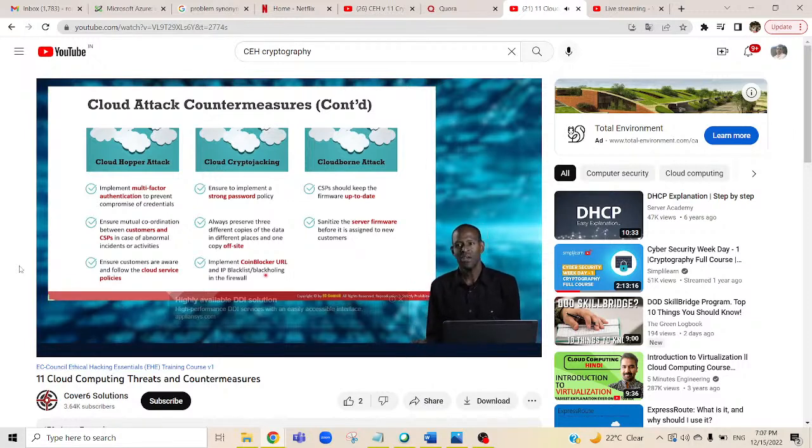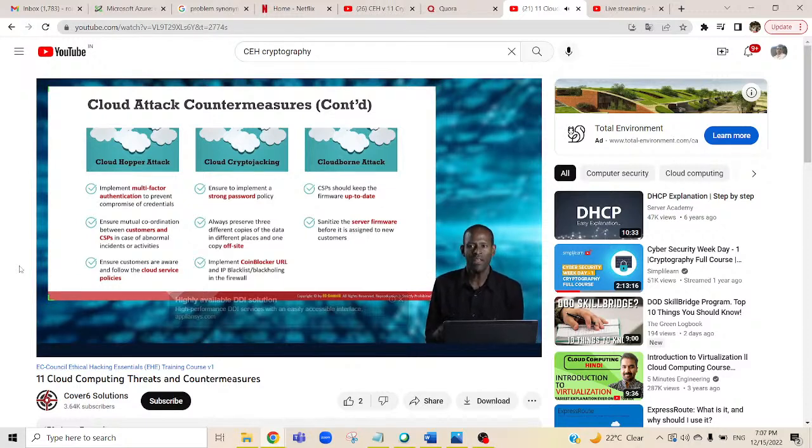Another one we have is cloud-borne attacks. To protect against cloud-borne attacks, firmware needs to be on the update schedule. Not just your operating system, not just your applications, but the firmware also. So sanitize server firmware before it's assigned to new customers because it may contain information that can cause more attacks. So these are some of the specific attack countermeasures that we can do.